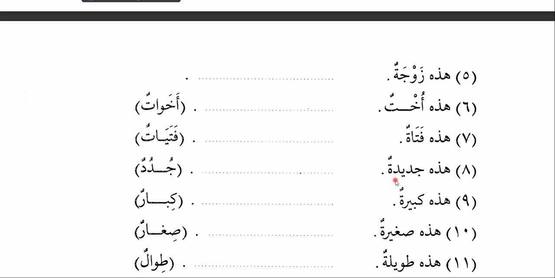And hadhihi jadidatun, jadudun. You can use jadudun for the feminine plural also, or you can use jadida from jadidatun. You can make it into feminine plural jama muannas saalem by adding alif wa ta, as we did in jama muzakkar, adding waw wa nun, jadiduna. Hazihi kabira, kibar. You can use this for both male and female. Even sighar can be used for male and female. Both tiwal also male and female. So pay attention, all these plural nouns can be used for both. Or you can write kabirat, making it into jama muannas.